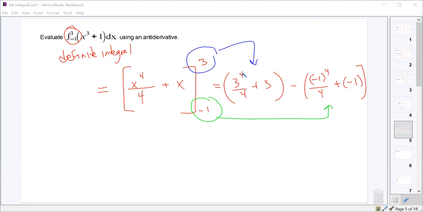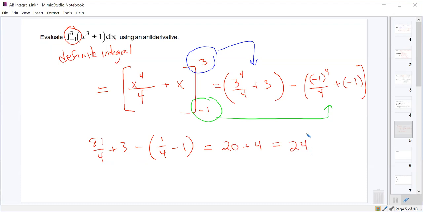And so 3 to the 4th power is what, 81? So we got 81/4 plus 3 minus 1/4 minus 1, which ought to be 81/4 minus a 4th is 80/4, which is 20. And then 3 minus a -1 ought to be a plus a 4. So the integral from -1 to 3 of x cubed plus 1 dx is 24.